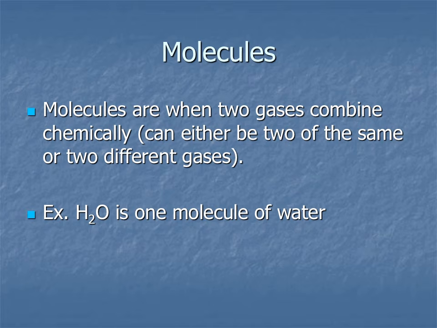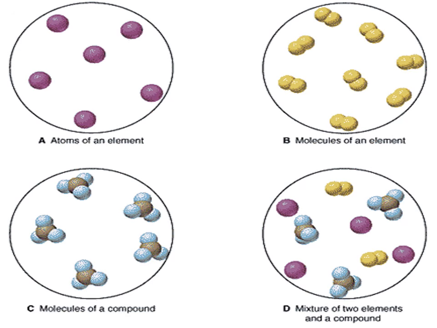All right, so molecules are when two gases combine chemically. And you can have either two of the same or two different gases. So water, H2O, is one molecule. Or if you look at number B, or letter B rather, on the top right, you see that there's two of the same chemically combined. Oxygen exists in pairs. It's called a diatomic molecule. The prefix di meaning two. So let's say that that's oxygen in the top right. Two always exist together.